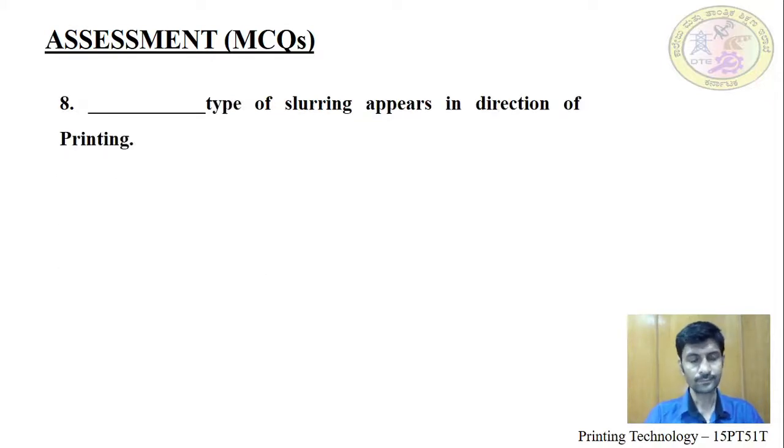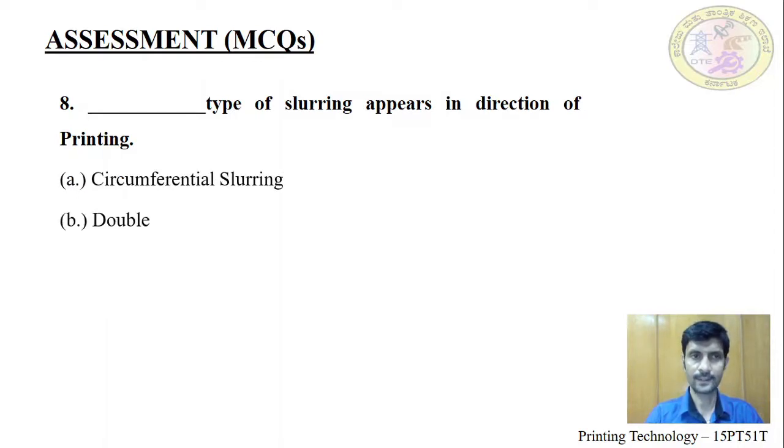Next, which type of slurring appears in the direction of printing, as I already gave the clue in the previous question? The options are circumferential slurring, double, lateral slurring, and plate wearing. This may cause it.